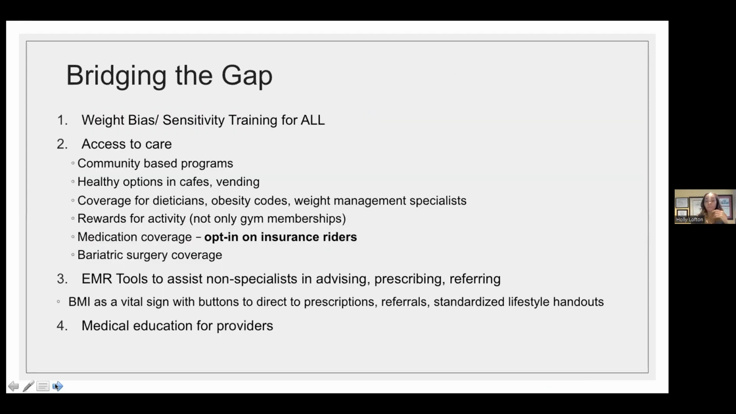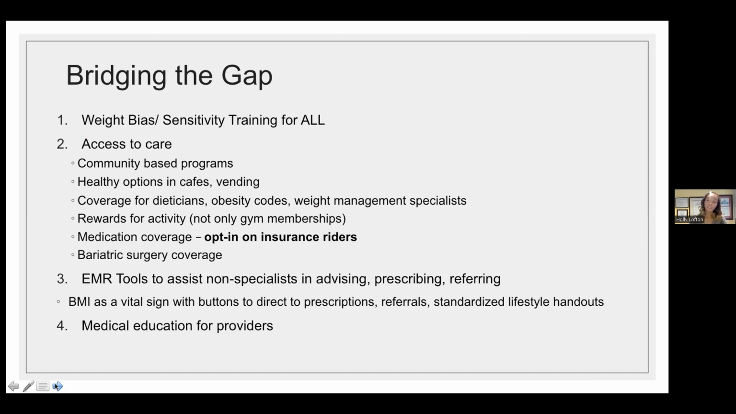One is, again, understanding we're all treating obesity, bridging the gap. We need to understand patients who have obesity are often victims of bias in their homes, potentially their work settings, and in the medical community. So we have to be sensitive to obesity as a condition.